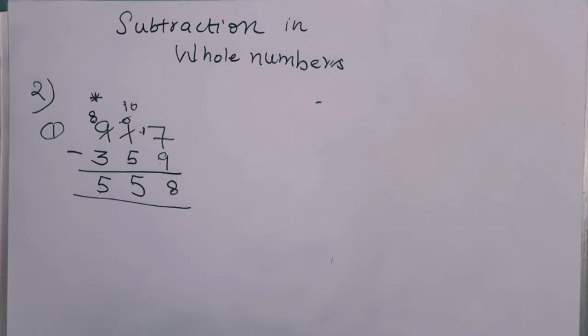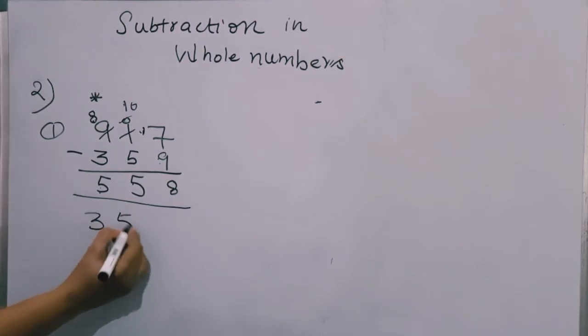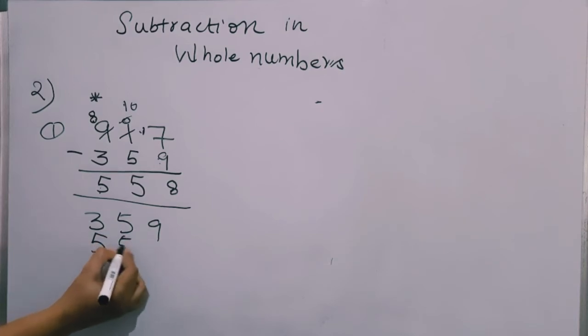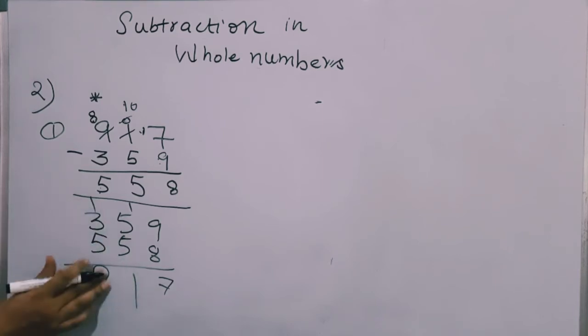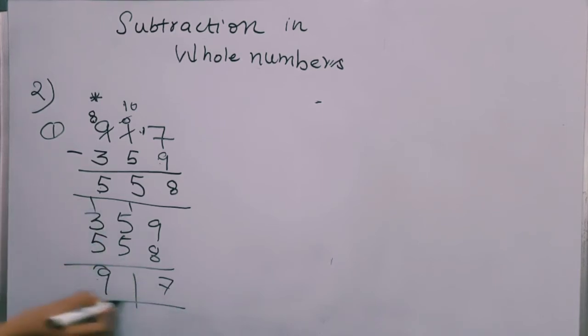Now I am going to solve the second option. If you want, you can check this subtraction. 359 and 558. So 9 plus 8 is 17. Here it will be 11, 1 carry, then it will be 9. That means our subtraction is totally correct.